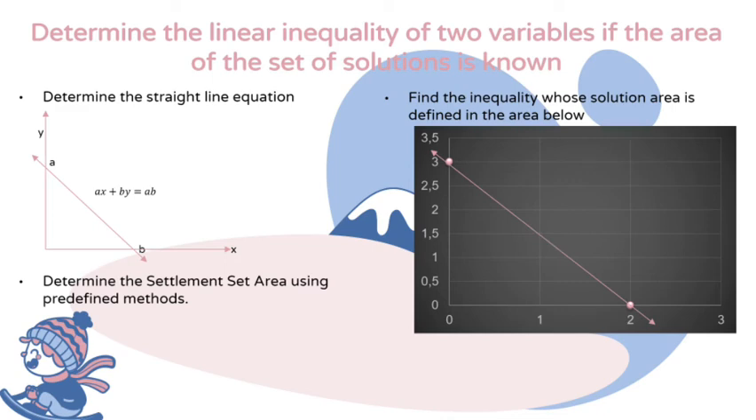For example, find the inequality whose solution area is defined in the area below. This is the graph. See, the x-intercept is 3, so that will be the y coefficient, and the y-intercept is 2, which will be the x coefficient. Since the area is on the left and x coefficient is greater than 0, the inequality sign is less than or equal to, giving 6.